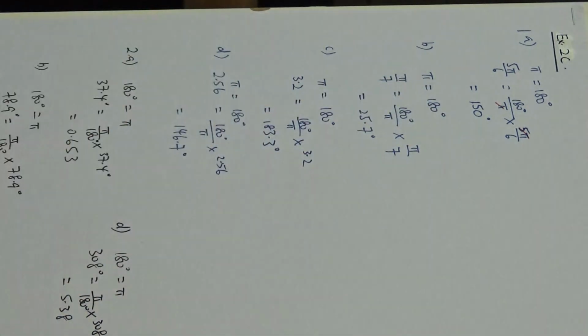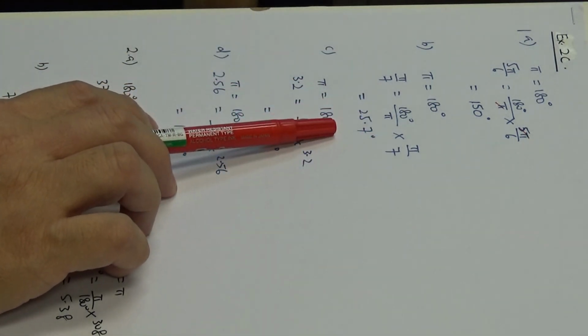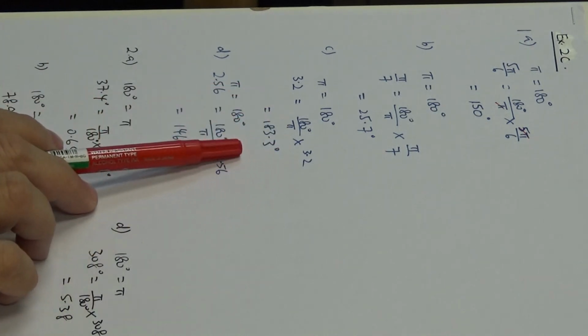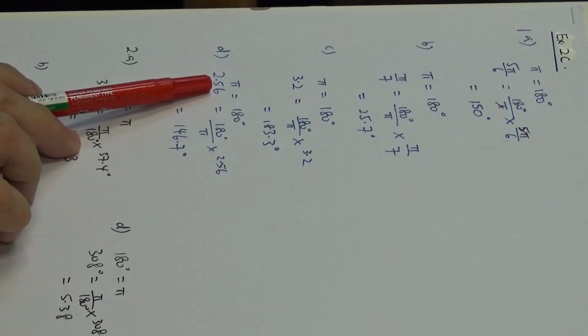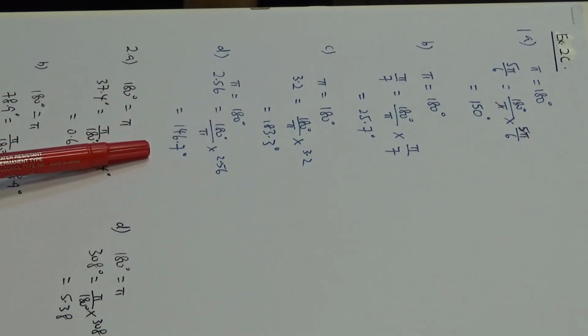Likewise, for part 2, we are going to do the same thing. Pi equals 180. And then we have pi over 7. We do the same thing, and then we will get 25.7 degrees. Part C, we write down the same thing, 3.2. We do exactly the same steps, and we will get 183.3. Okay, part D, we follow the same steps, we will have 146.7 degrees. Okay, these will be your answers and working to question number 1.